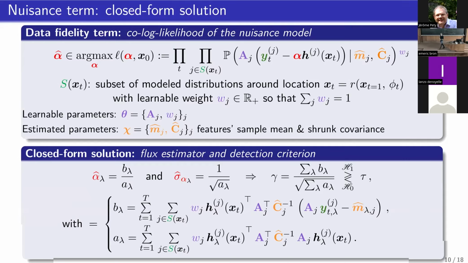So under this model, we can derive closed-form estimators of the quantity of interest, the flux, alpha hat, the associated uncertainty, sigma hat, and the detection criterion gamma. This is the generalized likelihood ratio test that can be thresholded at a given value in order to decide in favor of the presence or absence of a planet. And the key point is that these three quantities depend on terms B and A that are here, that involve both the data, Y, the PSF H, and both the learnable and estimated parameters characterizing the nuisance, respectively in purple and orange in the formula.